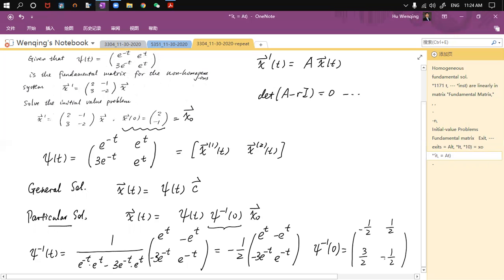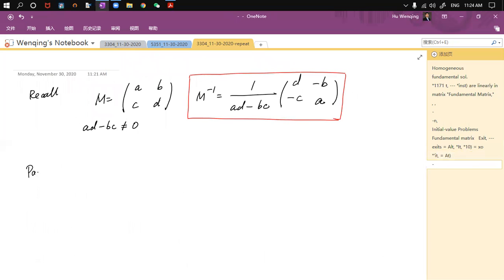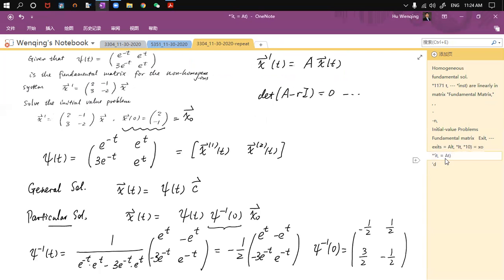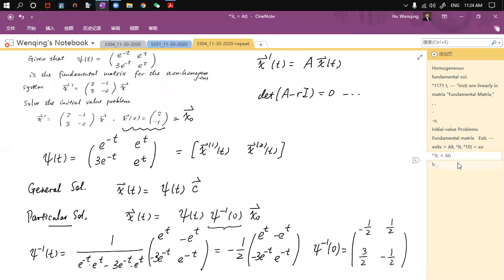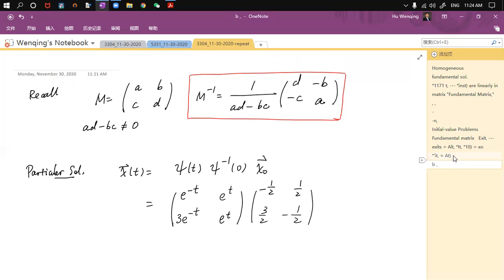Is that good, family? So as long as you have this, you can see from all these formulas that the particular solution is found. It's going to be x of t. Remember, the formula is psi of t, psi inverse of 0 multiplied by the initial condition. So psi of t is equal to e power minus t and 3 times e power minus t, as well as e power t and e power t. Now, psi inverse of 0 is also found. It's going to be minus 1/2 and 1/2, as well as 3 over 2 and minus 1 over 2. That's psi inverse of 0 multiplied by x of 0. X of 0 is equal to 2 and minus 1.